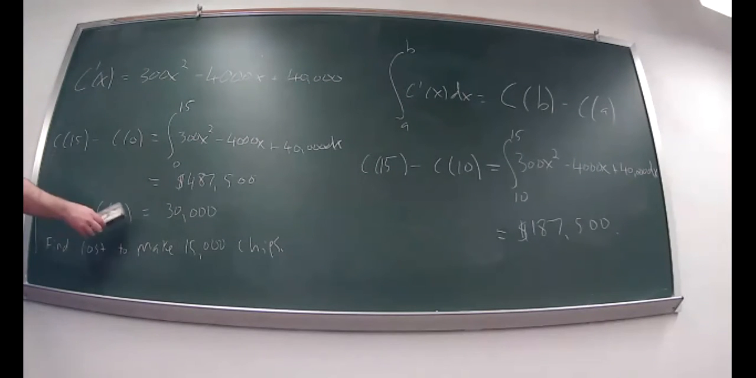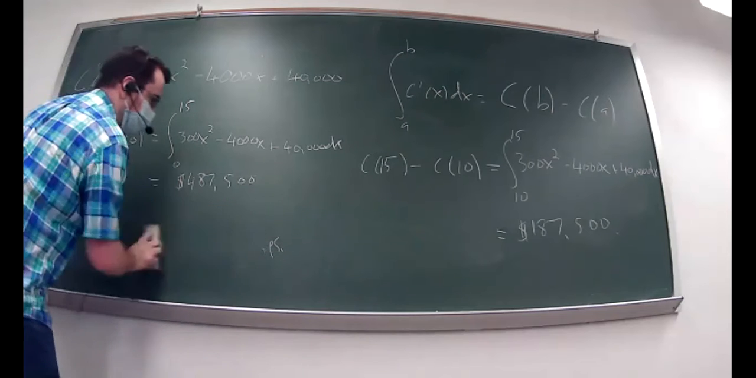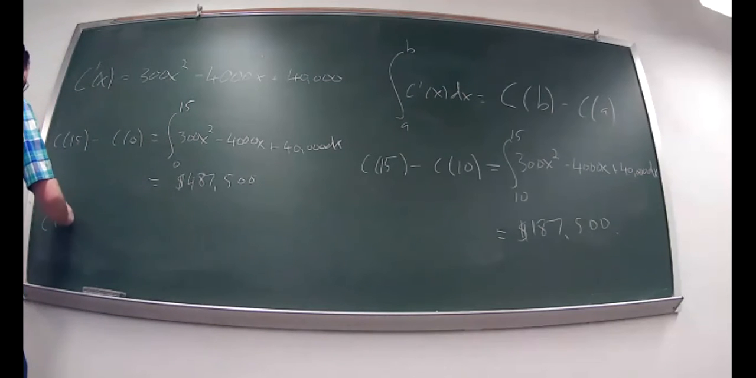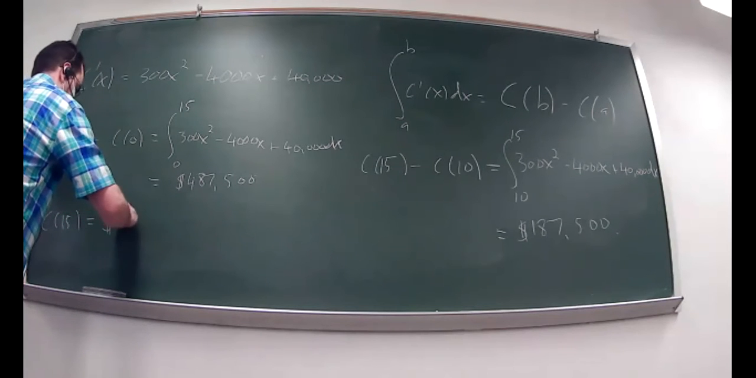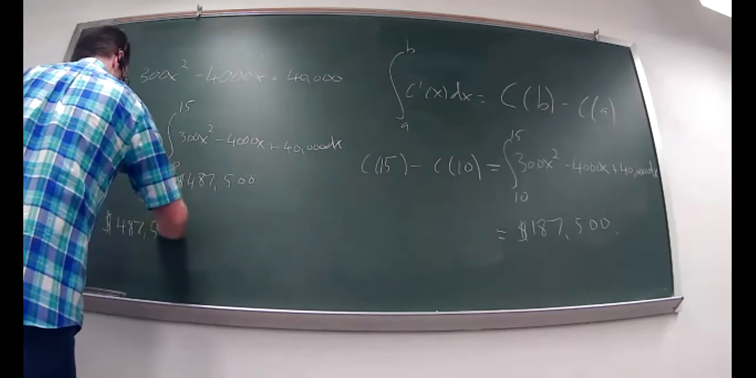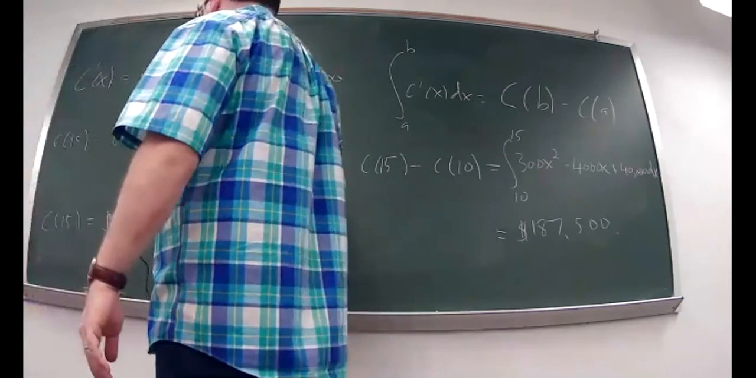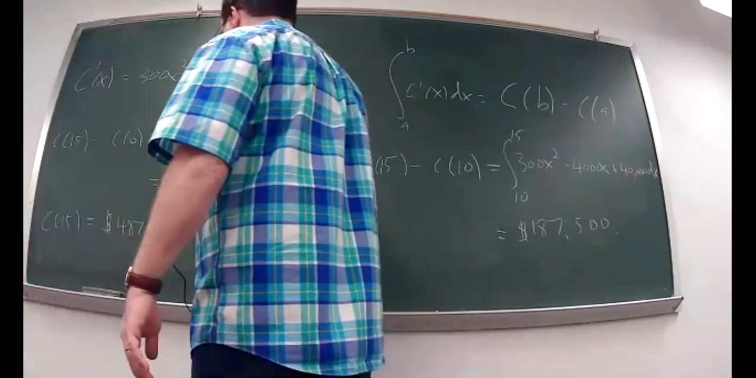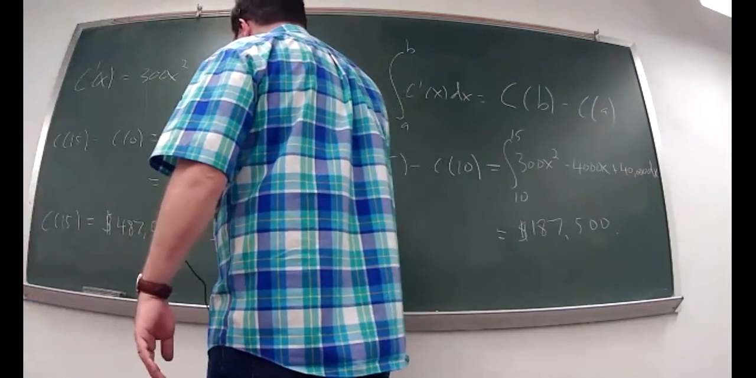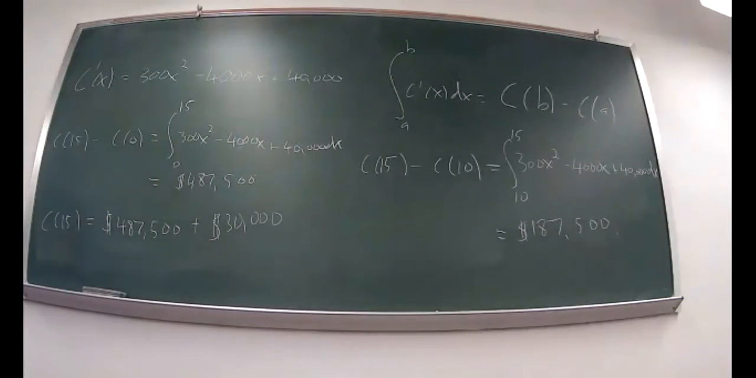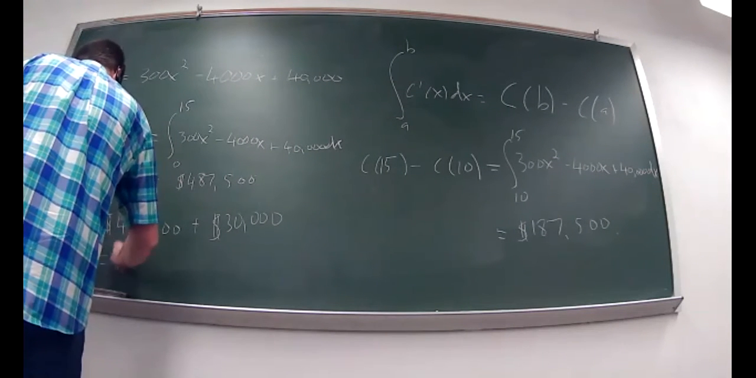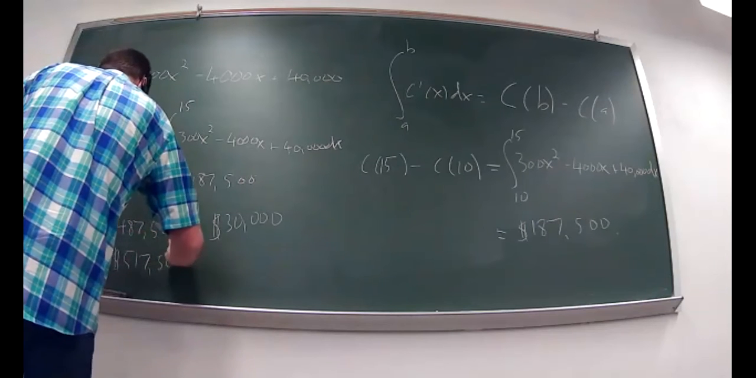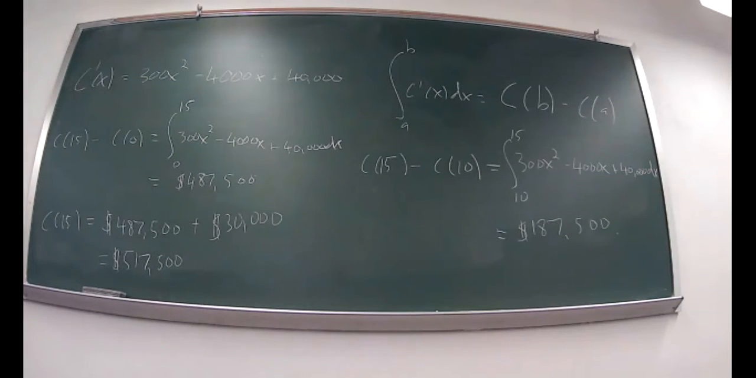You know that C of 0 is equal to 30,000. So that's telling you that C of 15, the cost to produce 15,000 chips, is $487,500 plus C of 0, which was given to us as 30,000. You add those two numbers together to get your final result, which is $517,500. Any questions or comments on that setup?